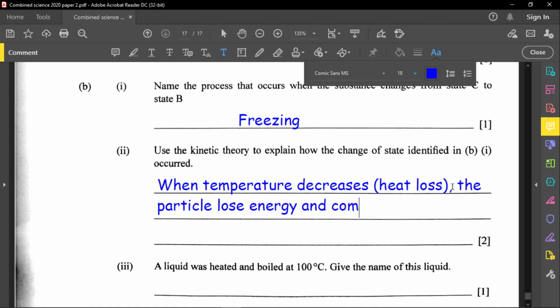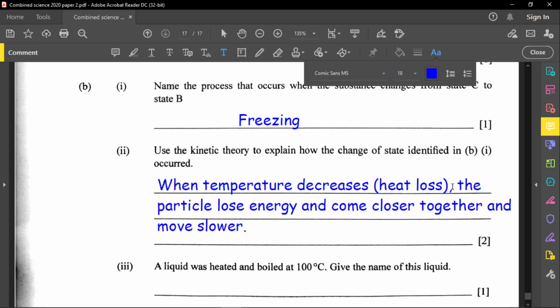They lose energy and come closer together, and so they move slower. The particles come closer together and move slower. So that's what happens in the freezing process. You lose heat, lose kinetic energy.